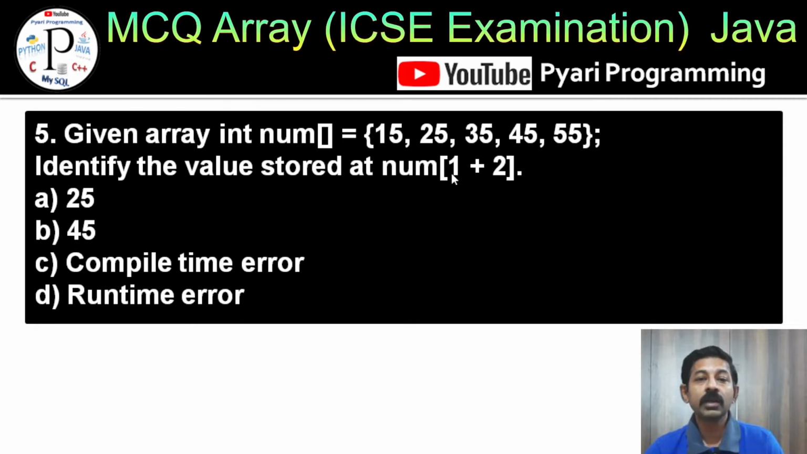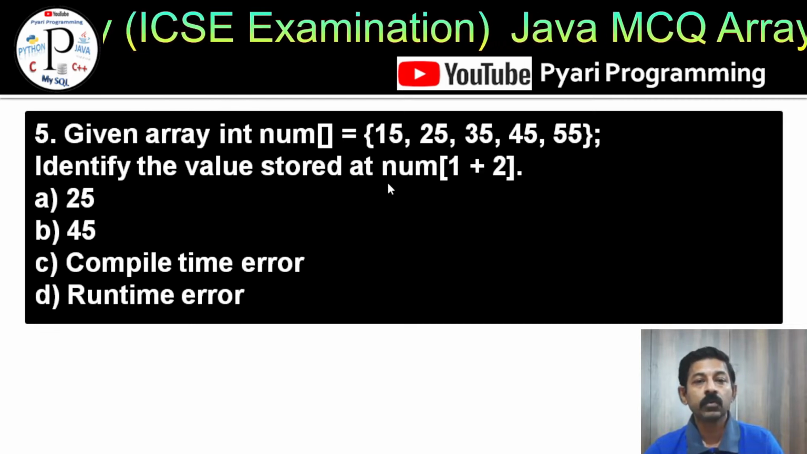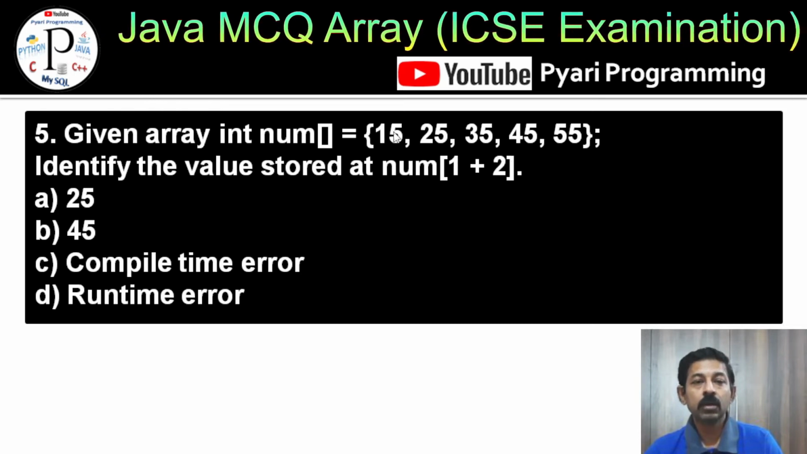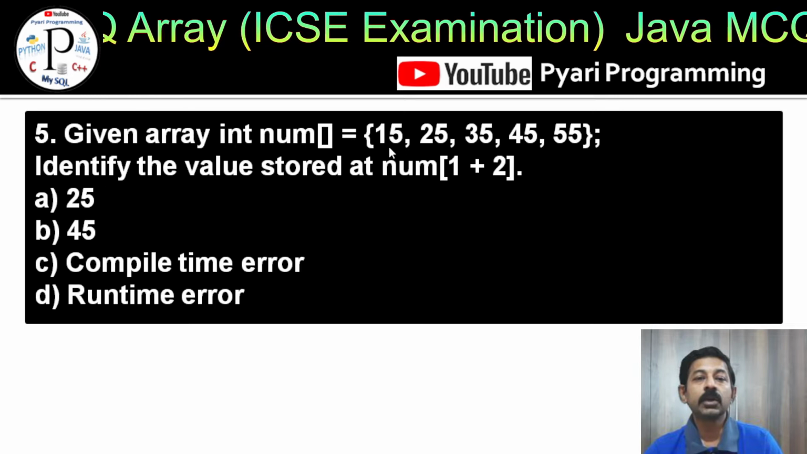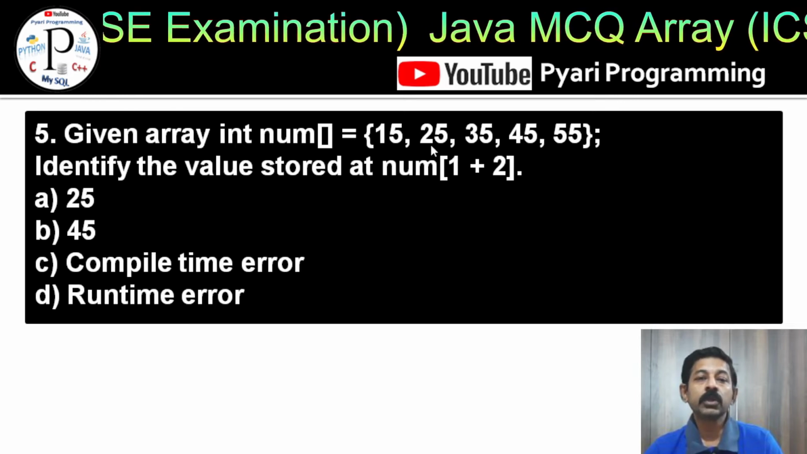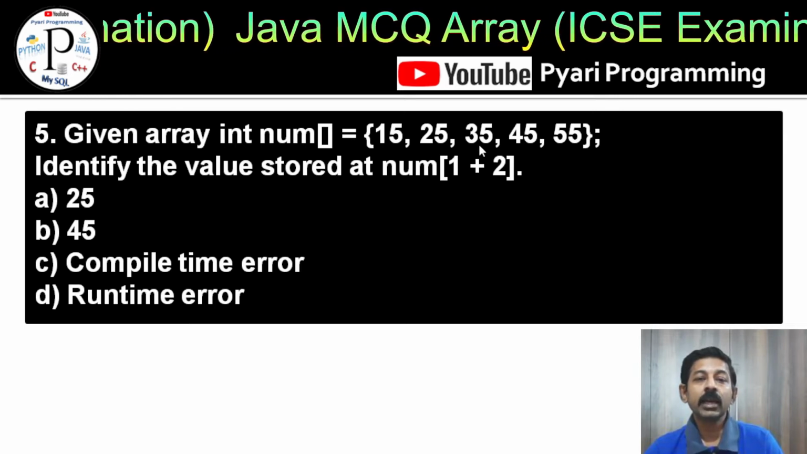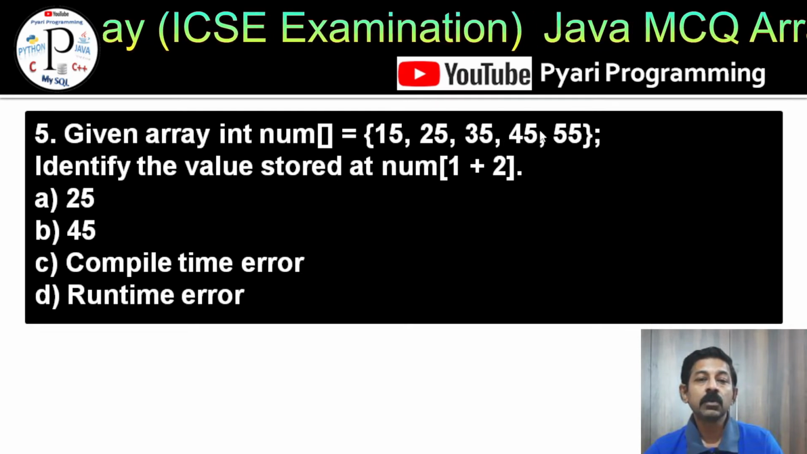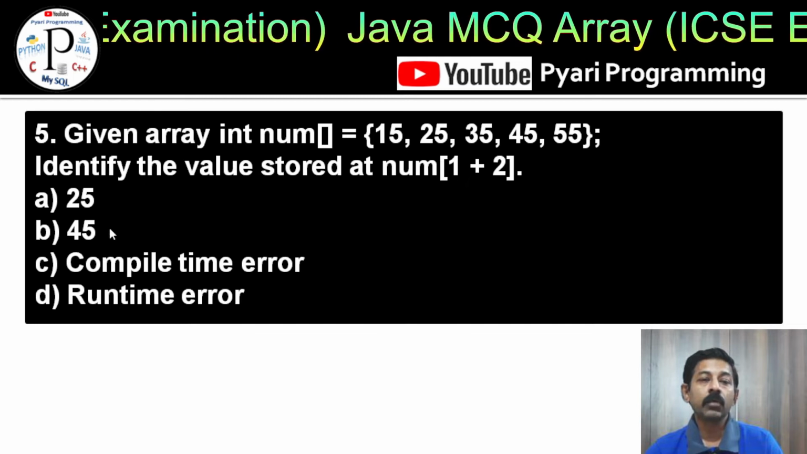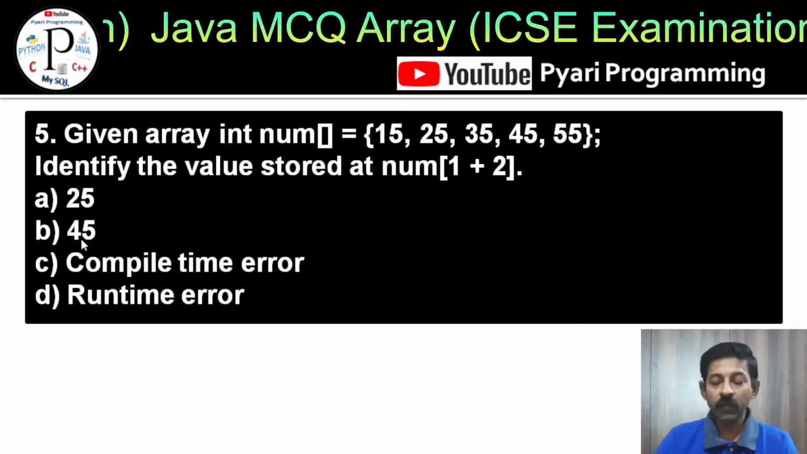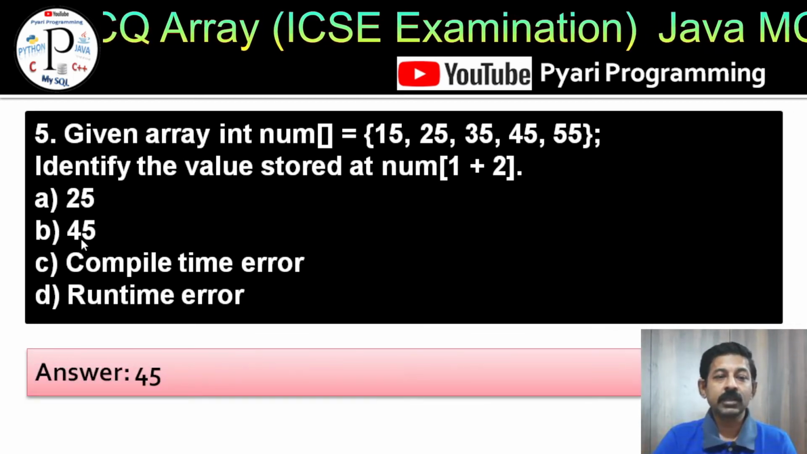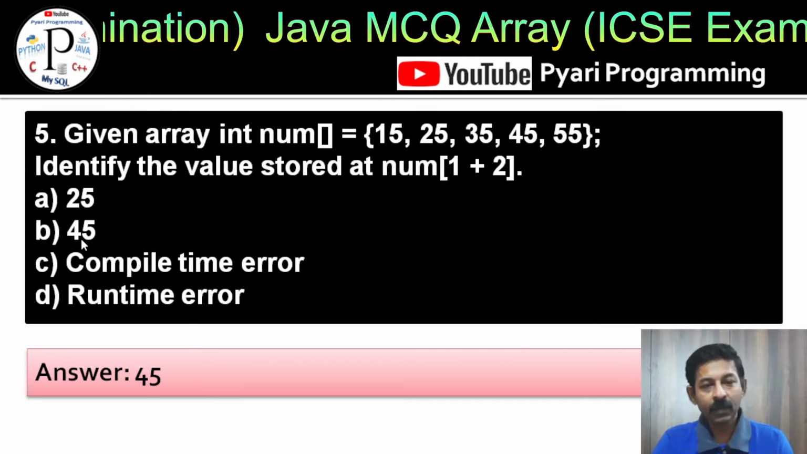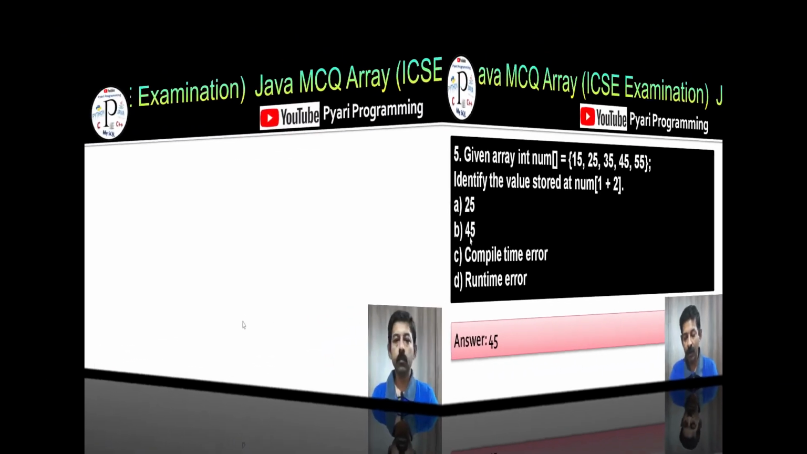So 2 plus 1 is 3, it gives an integer value called 3. So ultimately it becomes num of third index position. Again, 0th index position contains 15, first index position contains 25, second index position contains 35 and third index position contains 45. So there is no error. We got the output called 45. Let's check the answer. Yes, this time also you are correct. Your answer is 45. Let's move to the next one.